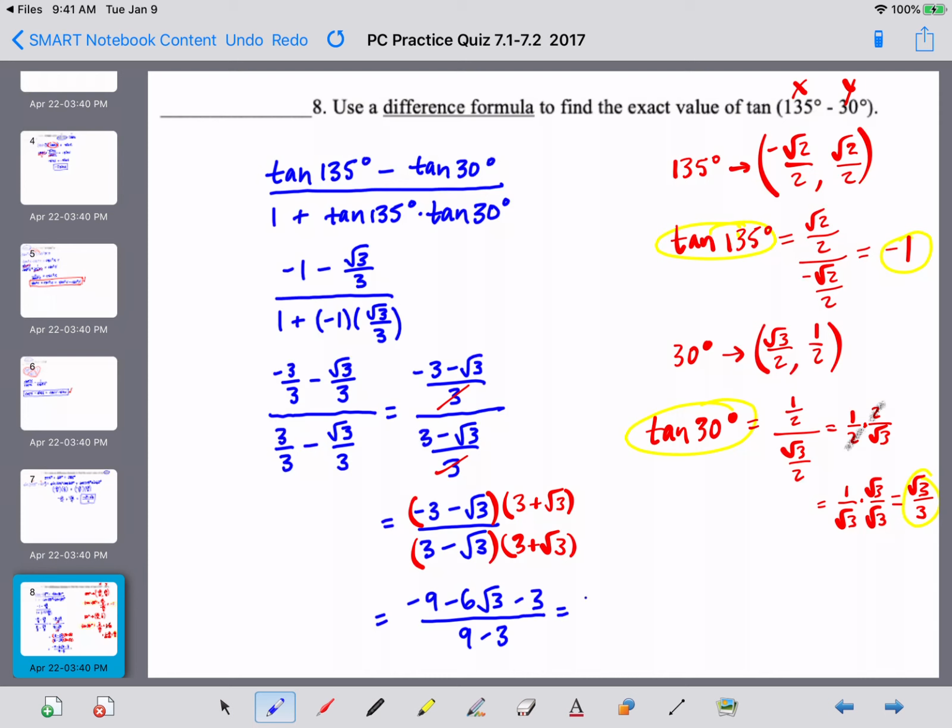Okay, last thing we can do is combine like terms. We have negative 12 minus 6 root 3 over 6. And these are all divisible, so we can simplify this down to negative 2 minus 1 root 3. All right, so that would be our answer for the exact value of that tangent.